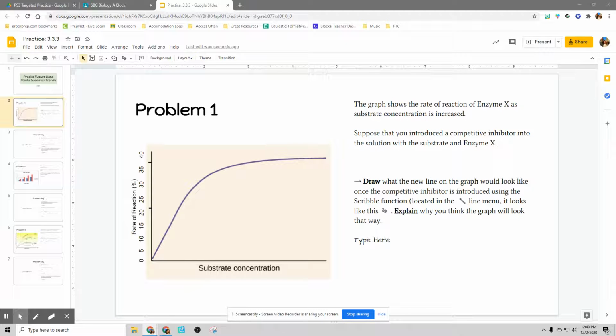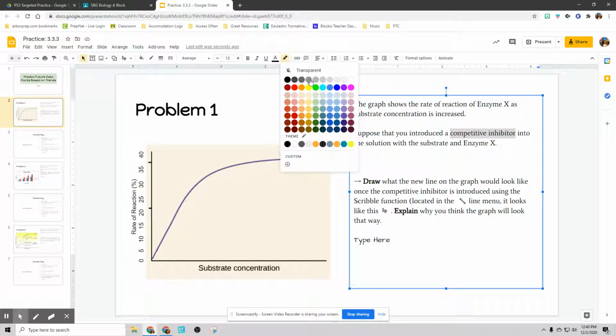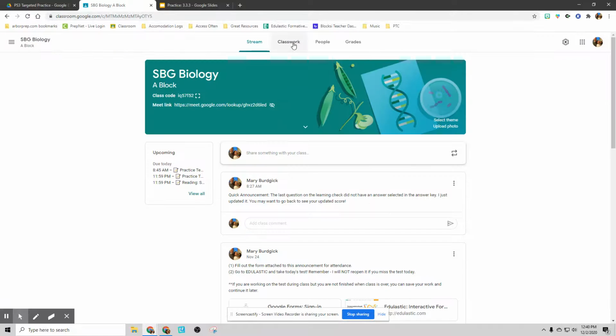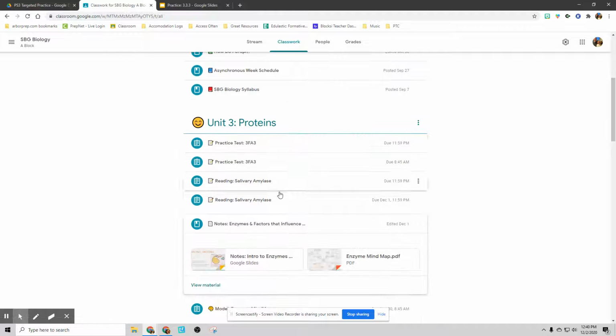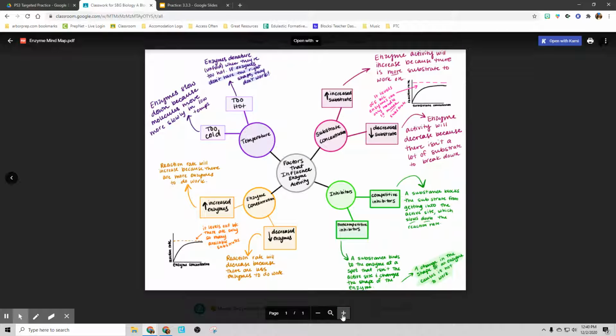and enzyme X. Okay, competitive inhibitor. That's definitely something I remember us talking about the other day. So I think I'll go back to my mind map that I made right here. And yep, there it is. So let me see if I can zoom in here.